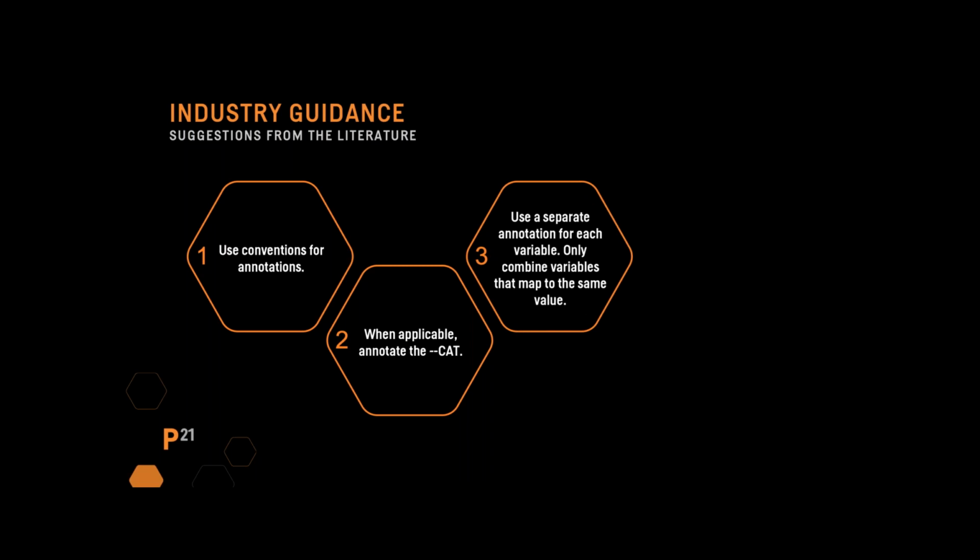The third thing is to use a separate annotation for each variable and to only combine variables that map to the same value. For example, a lot of times what I've seen are vital signs forms where the value is collected, but the unit is actually not collected. The unit is just printed on the annotated CRF because it's a standard unit. This is really common in something like blood pressure, right?